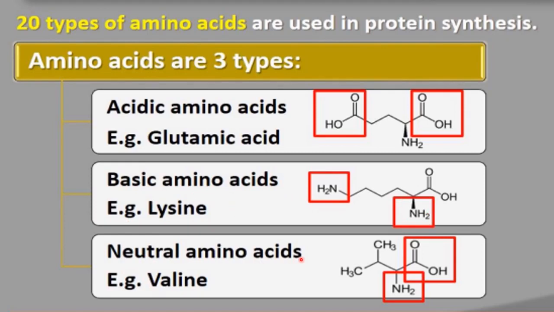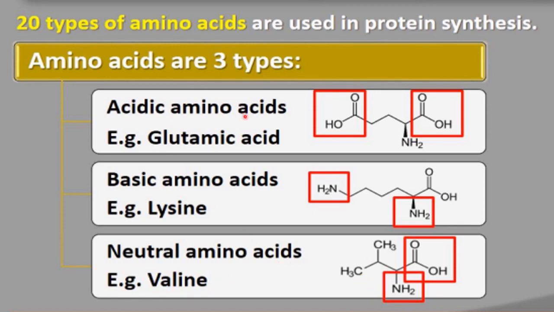Then neutral amino acid, in which both acidic and basic groups will be present in same number, so it will be neutral, no positive or negative charge will be there. So it will be neither acidic nor basic, okay. So it will be called neutral amino acid. An example of neutral amino acid is valine, and you can see this structure here, okay.